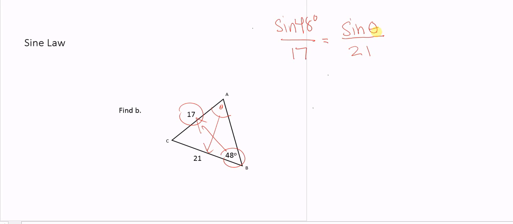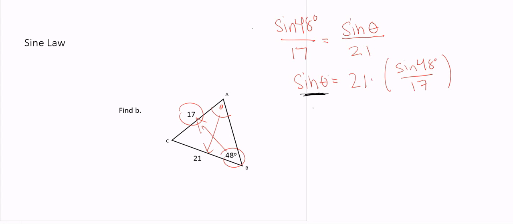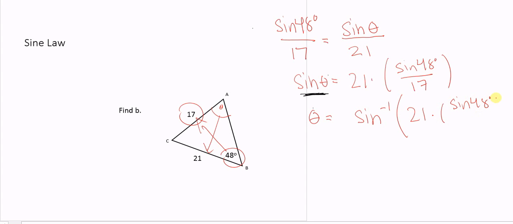Same idea here. We're going to rearrange to get sine theta on its own. So sine theta equals 21 times the sine of 48 degrees over 17. Remember, we are trying to find an unknown angle here, so we're going to be using sine inverse. So we get theta equals the sine inverse of everything in here. So 21 times sine of 48 degrees over 17.